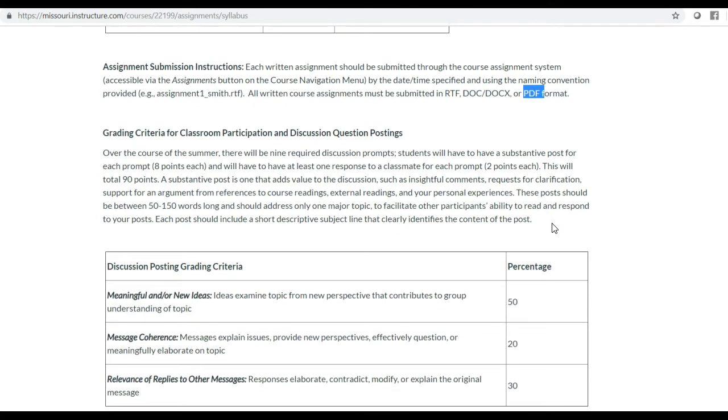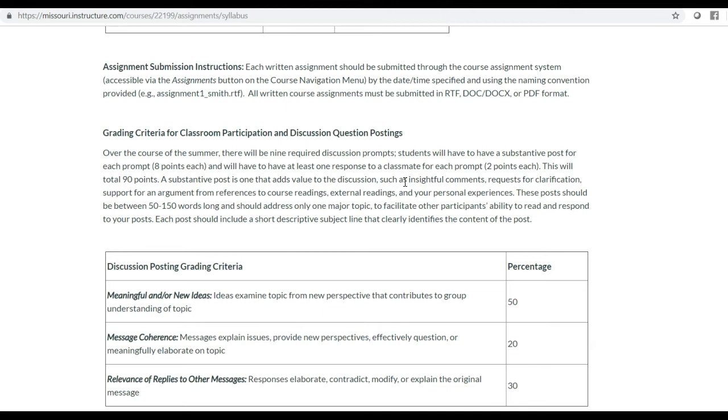Here is how discussion prompts are going to be graded for this class. There are 9 discussion prompts in this class, 9 required discussion prompts, and I'll come back to that a little later. What you will be graded on for this summer course is a total of 90 points, and you get 8 points for each original substantive post that you post, and then you need to respond to at least one classmate in each discussion prompt.